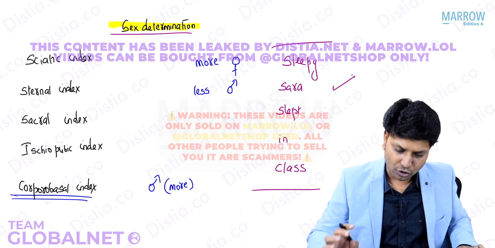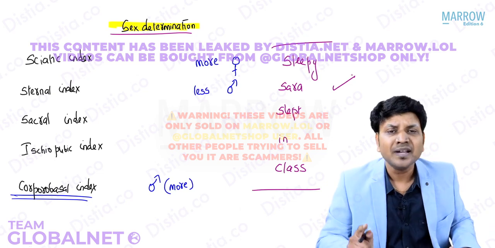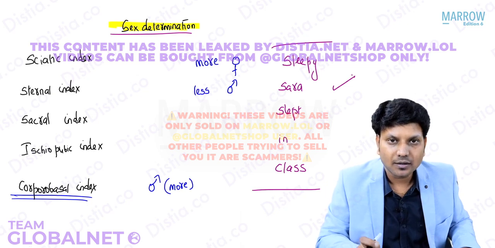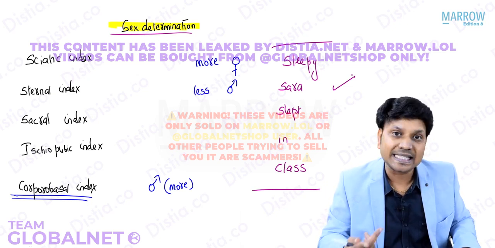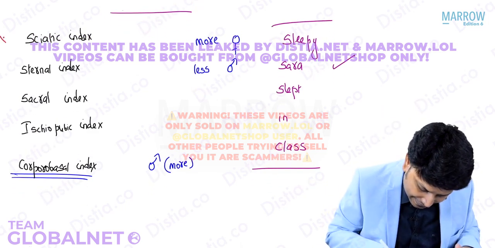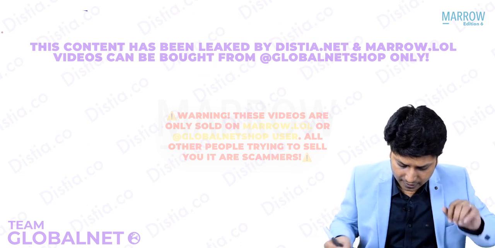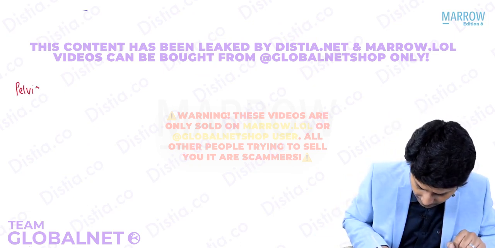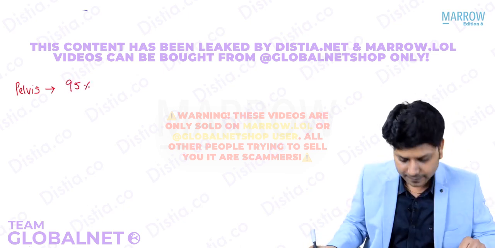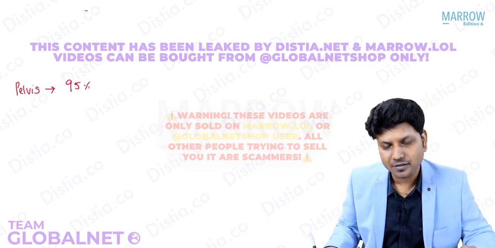Okay, right? So let's talk about the accuracy of sex determination from each bone. In the pelvis, the most important criterion is the greater sciatic notch, and that is the same reason why, among all these indices, the best index will be the sciatic index. Now moving forward, if you have the pelvis, that will give you 95% accuracy in sex determination, right? 95% of the times you will be able to find out the sex of the person.